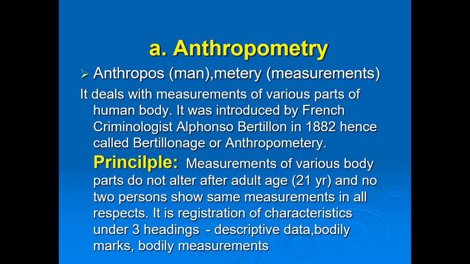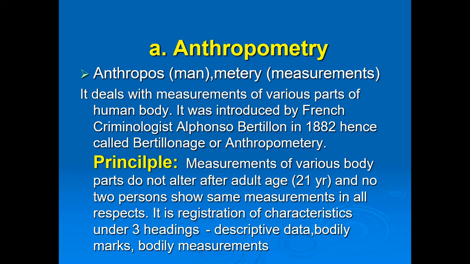The first feature, a congenital feature, and the last to be discussed today is anthropometry. What is anthropometry? Anthropos is man and metry is measurement. So anthropometry is the measurement of man. It deals with measurements of various parts of the human body. It was introduced by the French criminologist Alphonse Bertillon in 1882. Hence it is called Bertillonage or anthropometry.